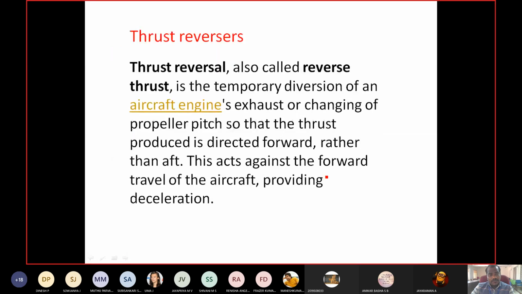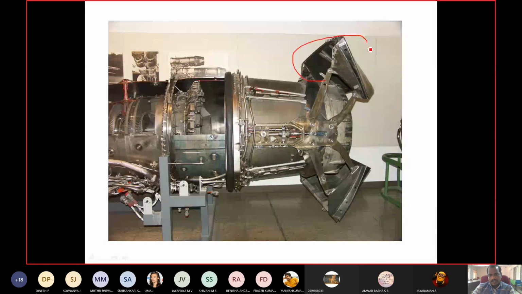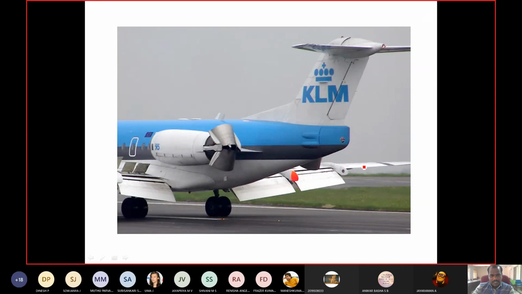Then we have thrust reversers also. Thrust reversers are also called reverse thrust. It is the temporary diversion of an aircraft engine's thrust to apply brake. So if you want to apply the brake, we can reverse the thrust, then we can control the brake. The exhaust of the engine is redirected so that the thrust produced is directed forward rather than aft. This acts against the forward travel of the aircraft, providing deceleration, right? So this portion is the thrust reversal portion. We won't use the thrust reversers while in flight, but if you want to stop the aircraft, we can activate this thrust reverser. Then you know these are the jets available.